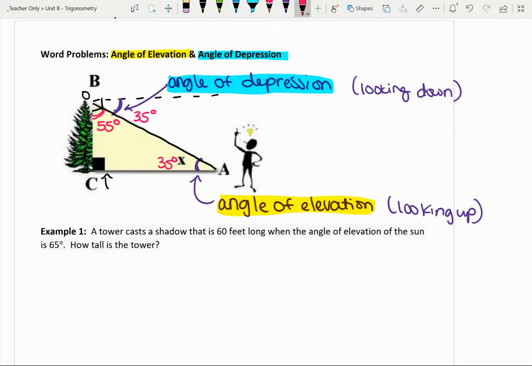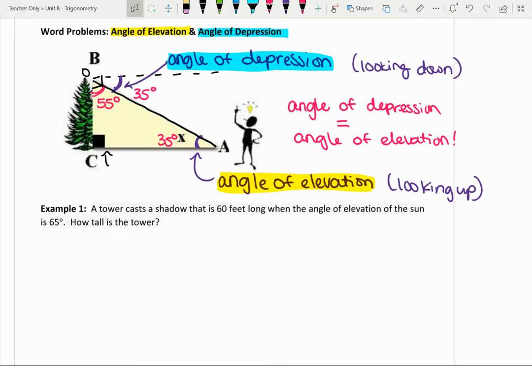Well, this is a really helpful idea: the angle of depression is always equal to the angle of elevation. So when it comes to drawing pictures here, and this is something I really encourage when you're dealing with questions like this, actually draw out the scenario. Keeping in mind that the angle of depression and the angle of elevation are equivalent angle measures can be really helpful. So let's practice this just a little bit.